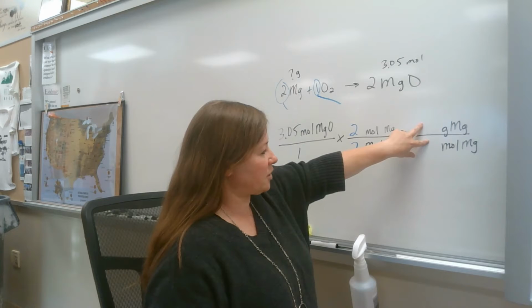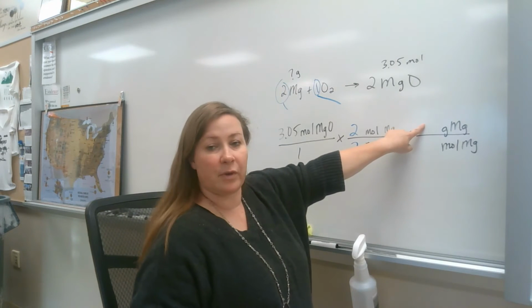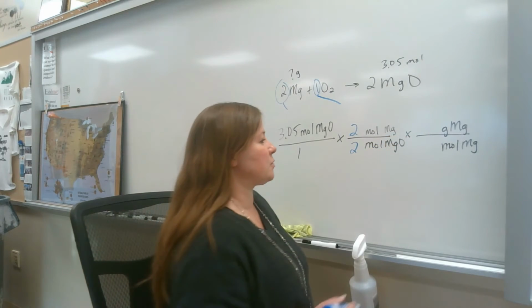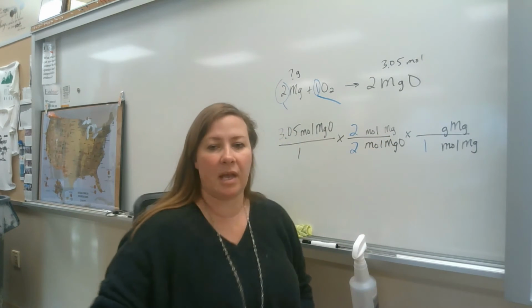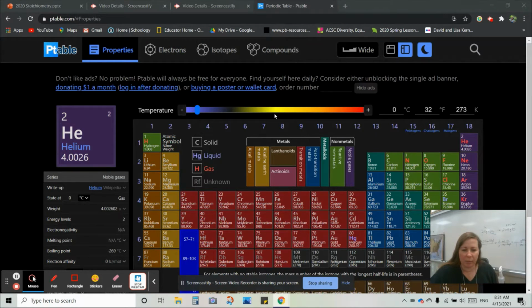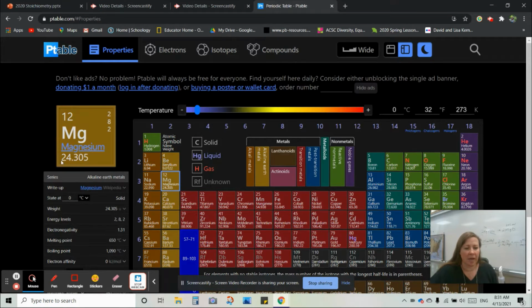So then in our last fraction, we have moles of Mg to grams of Mg. And to go between moles and grams, you use the molar mass from the periodic table. So it's 1 mole, and we have to look up how many grams. So here we are at ptable.com. We're looking for magnesium. Magnesium is here. And the mass of a mole of magnesium atoms would be 24.305, and the unit for that will be grams. That's how many grams are in a mole for magnesium.